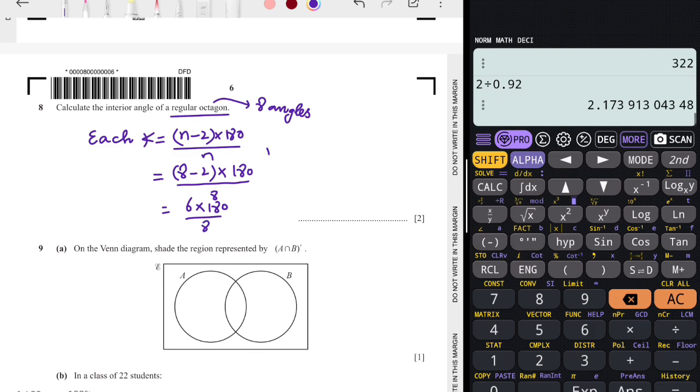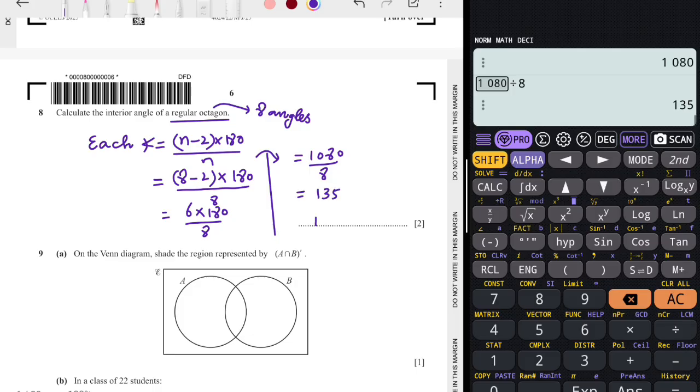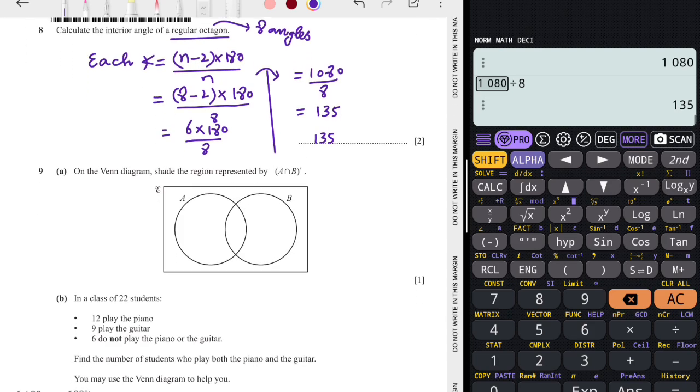So we are going to multiply. 6 times 180 is equal to 1080 divided by 8. Answer would be 135. Now next question.